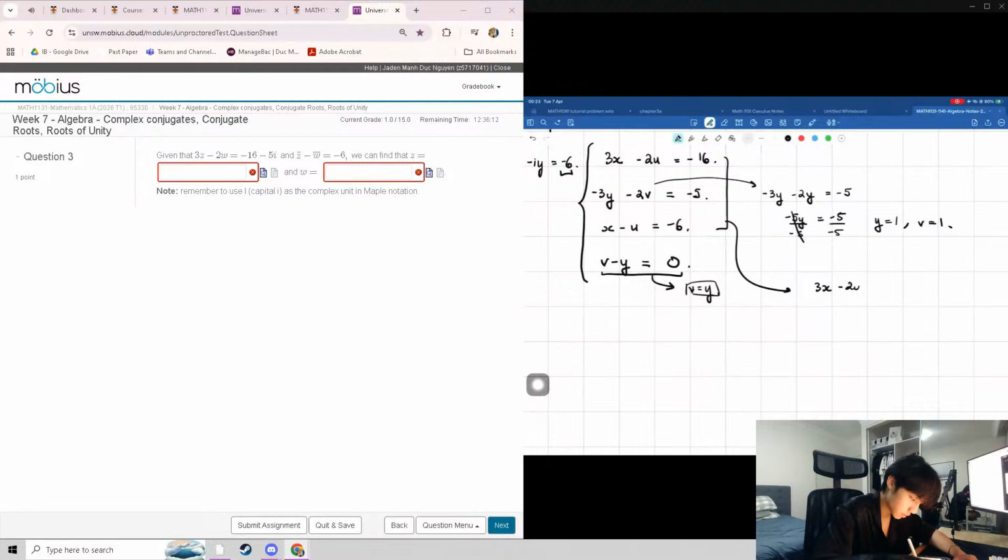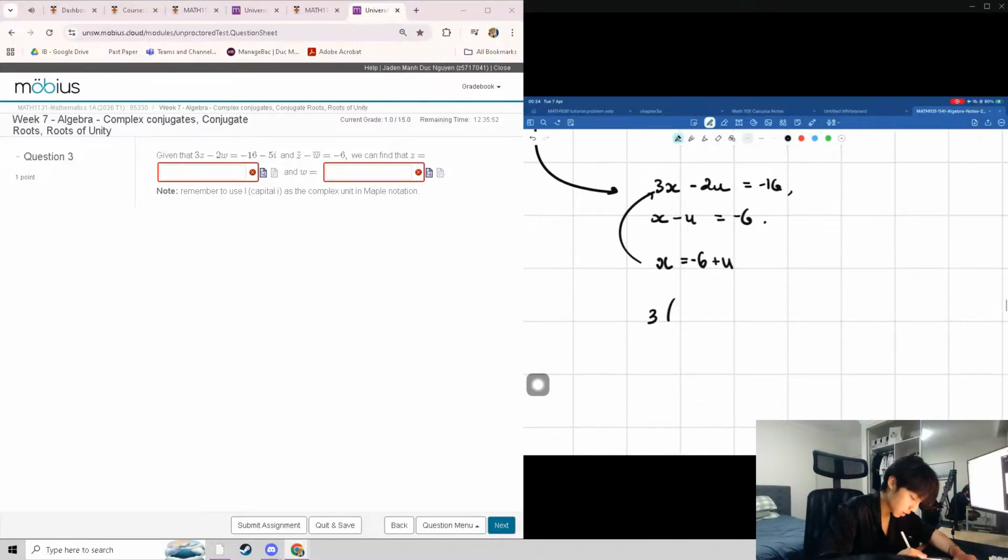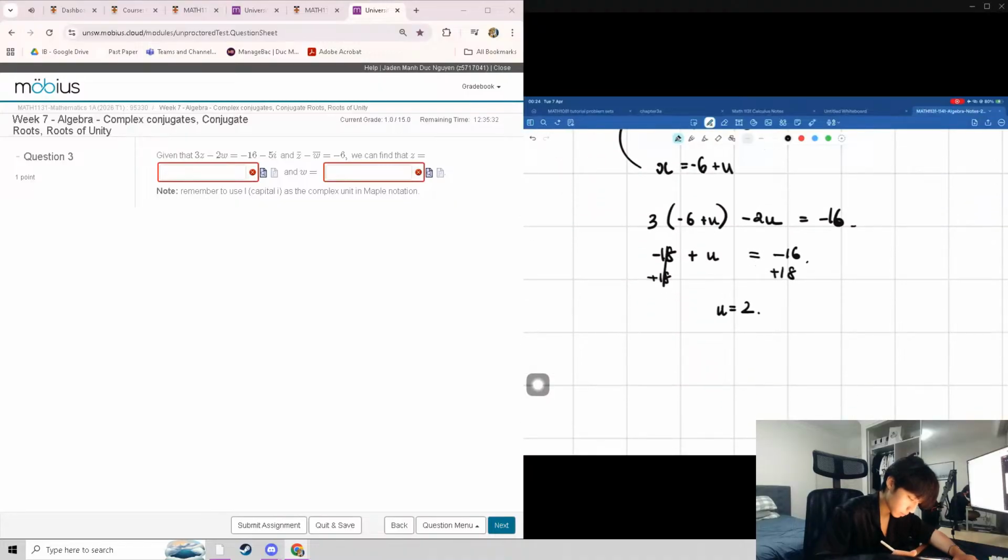3x minus 2u is equal to minus 16, and x minus u is equal to minus 6. So I can see here u, let's do x. X is equal to minus 6 plus u. Right, back into the equation. 3 times minus 6 plus u minus 2u is equal to minus 16. So we get minus 18 plus 3u minus 2u, so that's 1u. Minus 16 plus 18 on both sides. U is equal to 2.